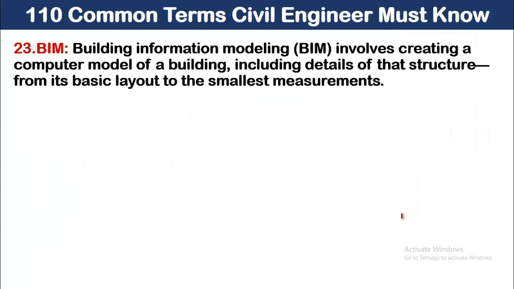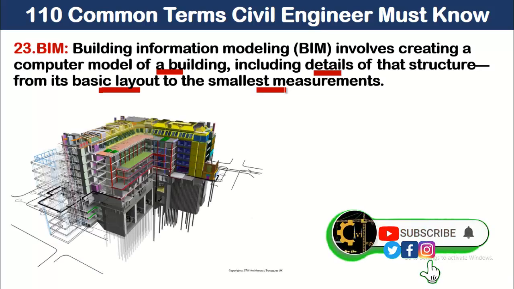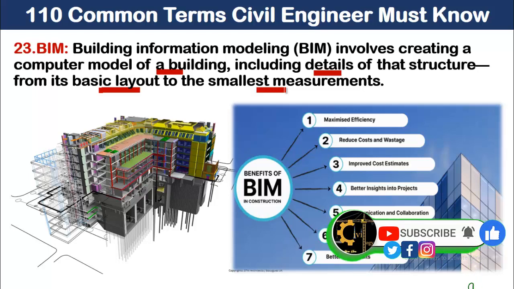Point number 3, BIM. This term is very common, and you usually see advertisements about BIM on social media. What is BIM? Building information modeling involves creating a computer model of a building. BIM uses different software for modeling of a building, including details of its structures from its basic layout to the smallest measurement. It means that each and every detail can be extracted using BIM. And what are the advantages or benefits of BIM?